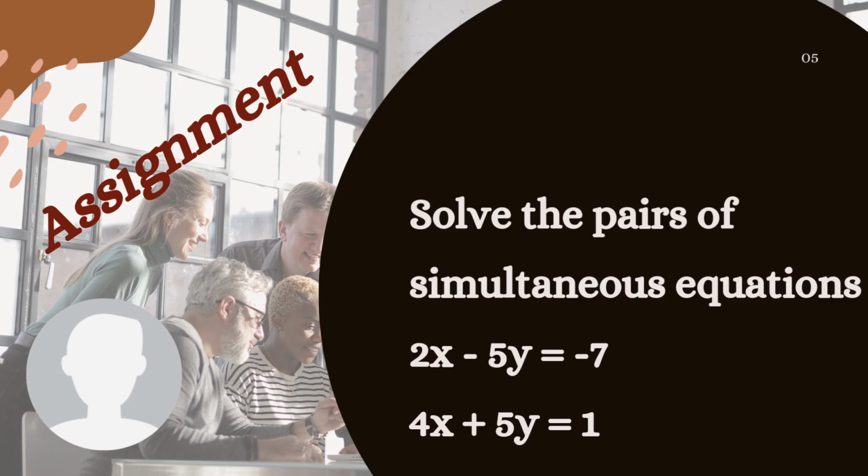I believe you have seen how to use the substitution method and the elimination method to solve simultaneous equations. So I have this assignment for you that says solve the pair of simultaneous equations 2x minus 5y equals minus 7, 4x plus 5y equals 1. So you have to get the values of the two variables x and y.